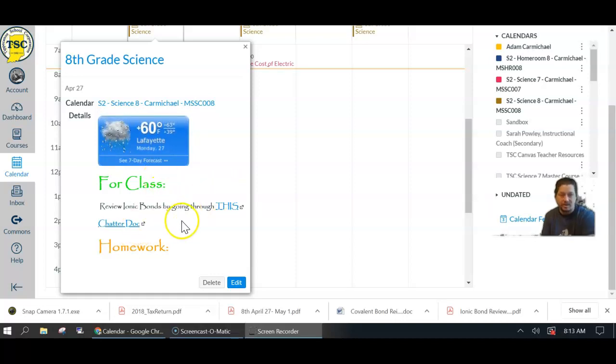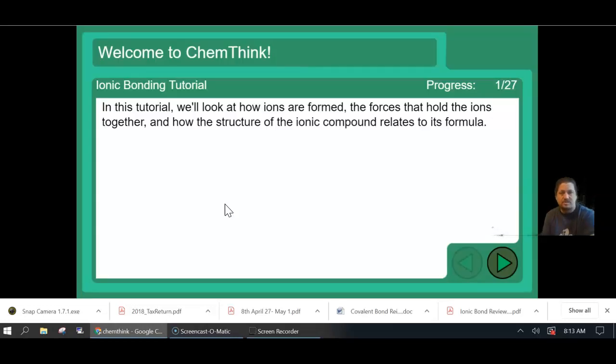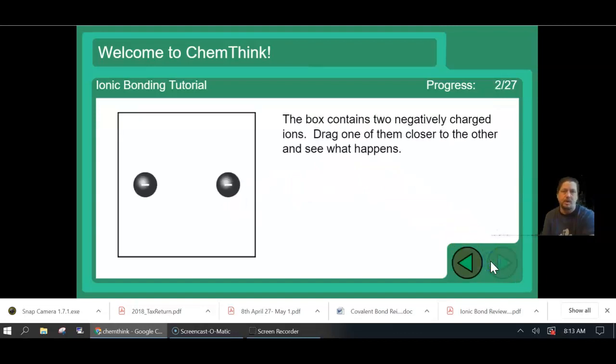We're going to review ionic bonds by going through this presentation. As we bring it up, it is over ionic bonds. We've talked about this before. We've done a couple of exercises, but I just wanted to reiterate and reinforce this information. Today we're going to look at how they're formed, the forces that hold them together, and how the structure of the ionic compound relates to its formula. So in this box, we have two negatively charged ions.